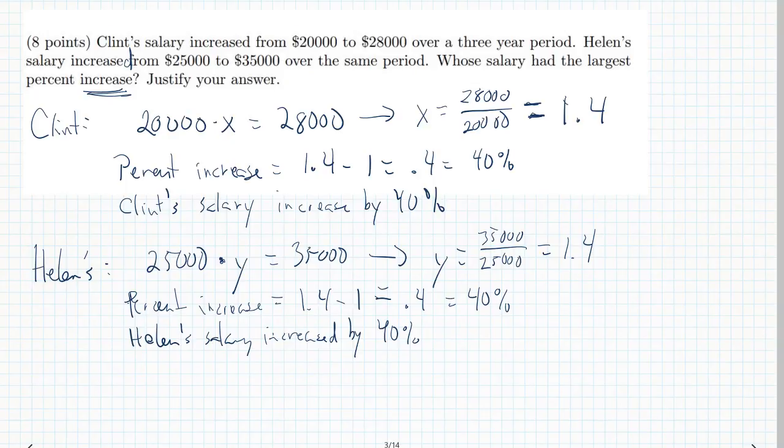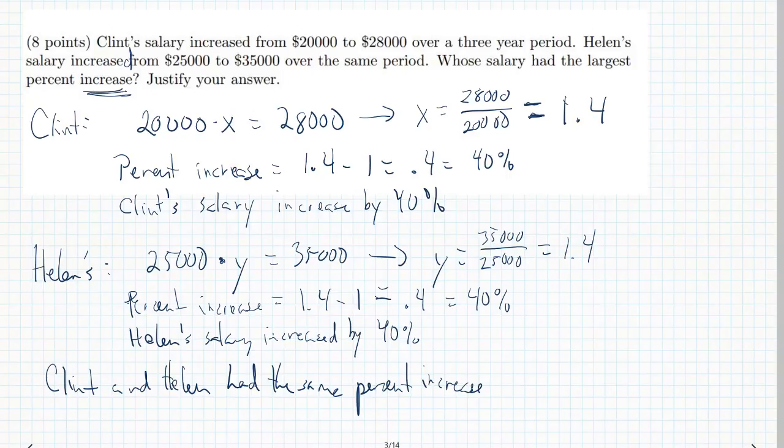Okay, so if that's the case, now let's check out what happens. Well, both of them are 40%. So Clint and Helen had the same percent increase. Now let's talk about this a little bit more thoroughly. So big picture though, Helen had a $10,000 increase versus Clint had an $8,000 increase.